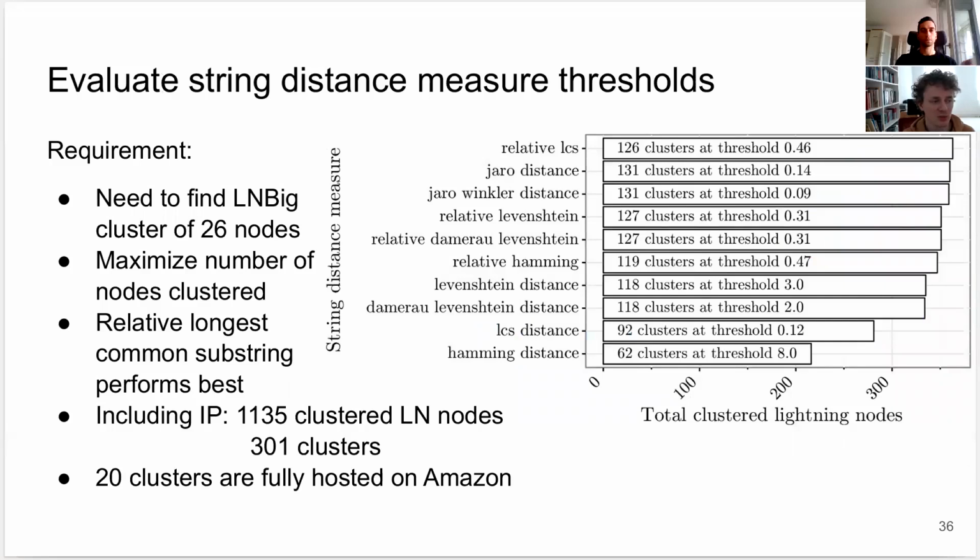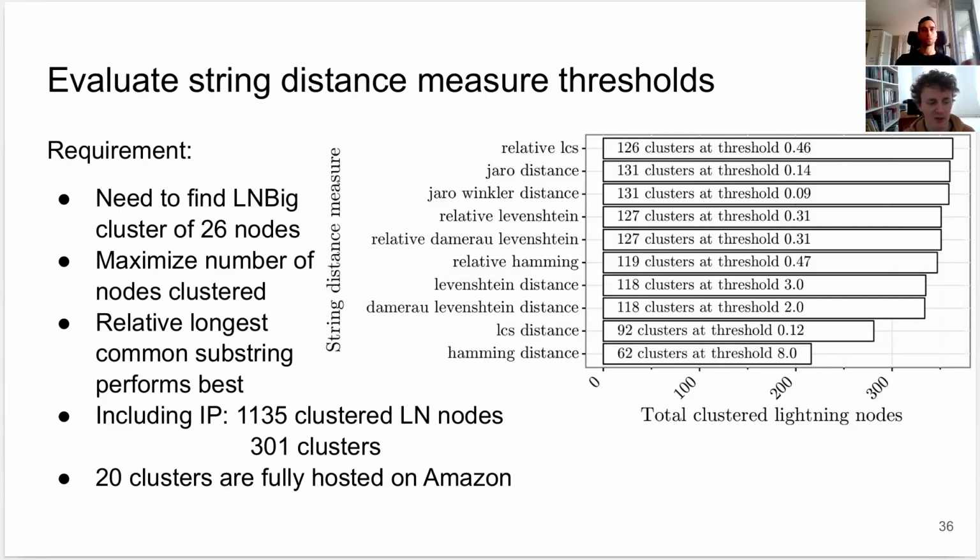Now, as a next step, we need to evaluate these string distance measures with certain thresholds because we need to pick a threshold. Now, to do this, we impose a requirement saying a good result would need to find the LNBig cluster of 26 nodes as a single cluster. And other than that, we want to maximize the number of nodes being clustered. And you can see the result on the right-hand side. And it turns out that the relative longest common substring measure performs best in our case. And combining with the other heuristic, which says if two nodes are hosted on the exact same IP, they're controlled by the same entity. If we combine these two, then we find about 1,100 nodes clustered together in about 300 clusters.